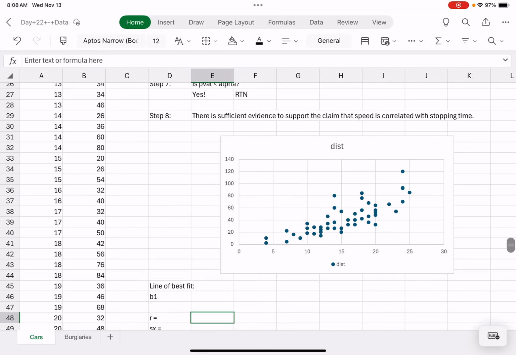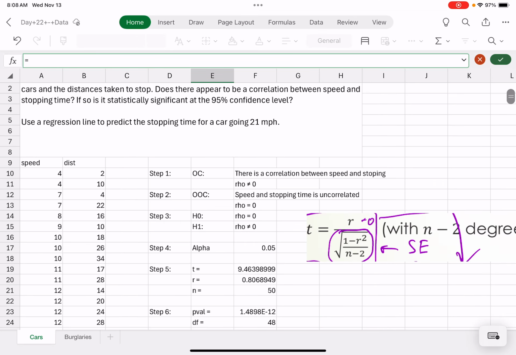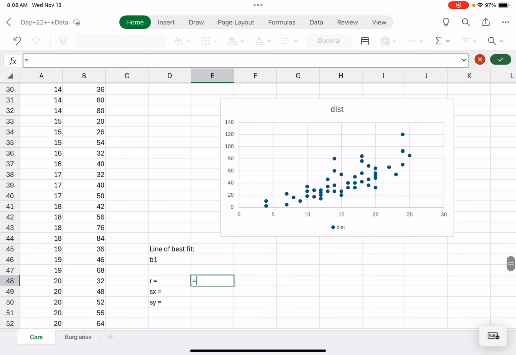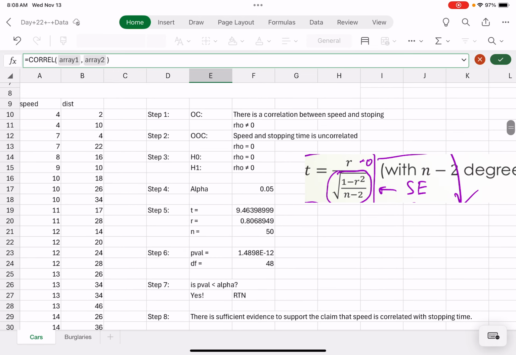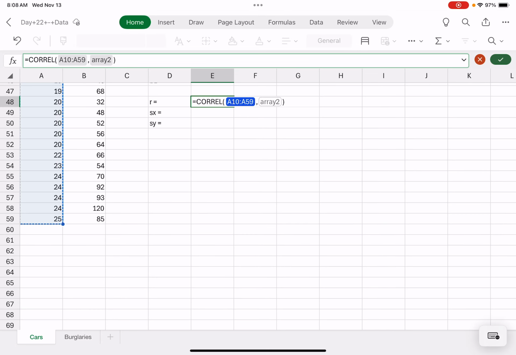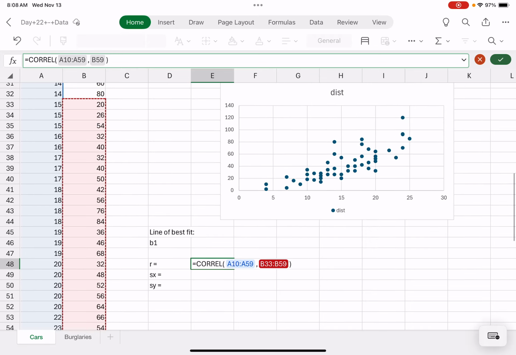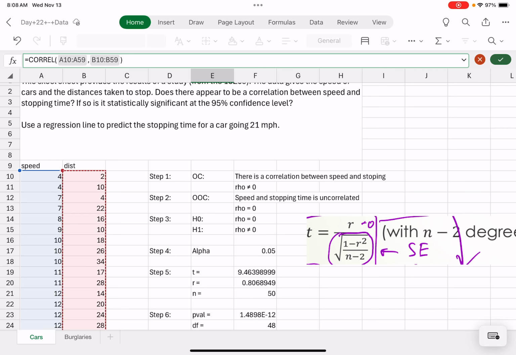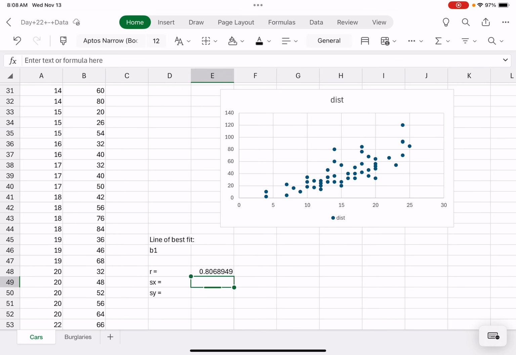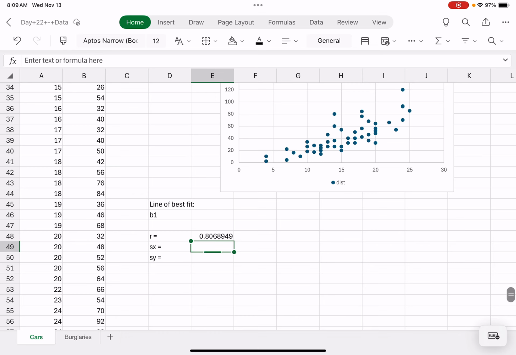Okay, so R is the correlation that we found from before. So I'm just going to go ahead and retype that in. So that's correl. Get my first array here, and my second array. Here we go. There. All right, good. So there's my two arrays. Enter. There's my R. And that matches the same R I found before, right there. Okay, now I need SX and SY.